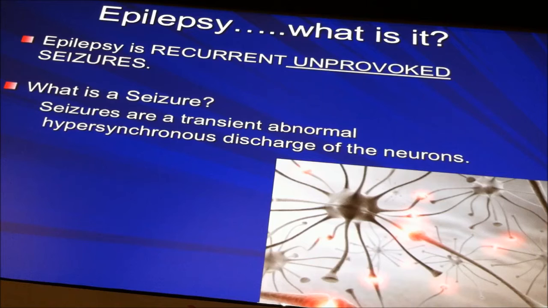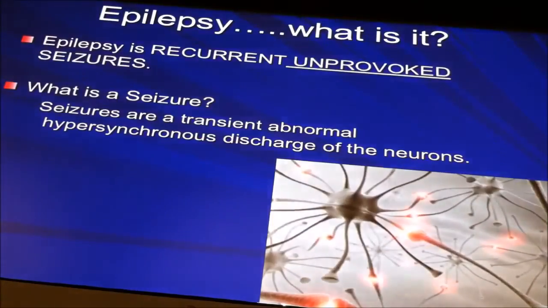Now, epilepsy, what do I mean by epilepsy? This is just a basic thing. Epilepsy is two or more unprovoked seizures. A seizure is a transient hypersynchronous neuronal discharge that might be associated with clinical changes or not, okay?